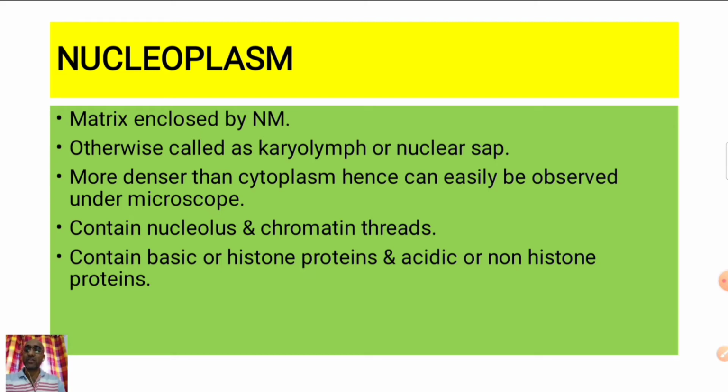It contains the nucleolus and the chromatin threads. We have already studied the nucleolus. Now we will study the chromatin threads in the next slide. So these two structures lie immersed in the nucleoplasm. They contain basic or histone proteins and acidic or non-histone proteins.